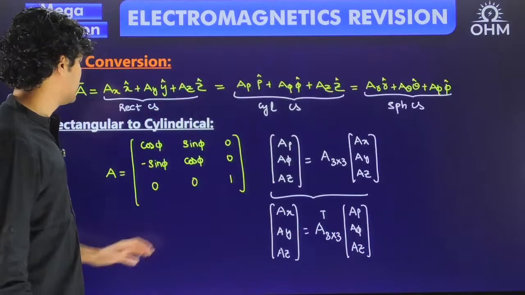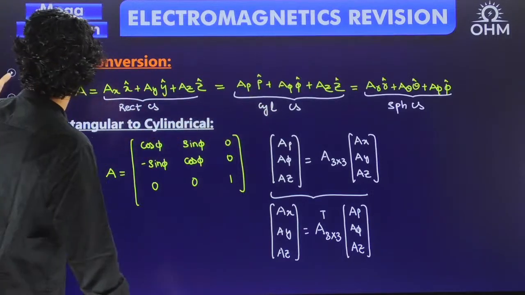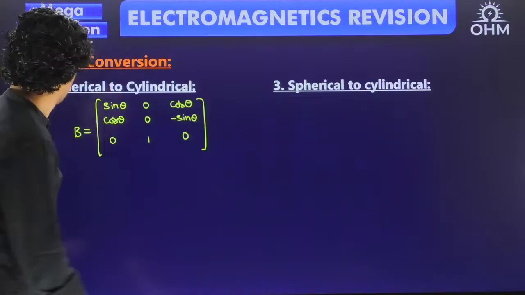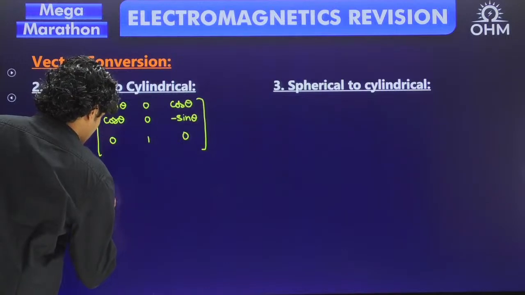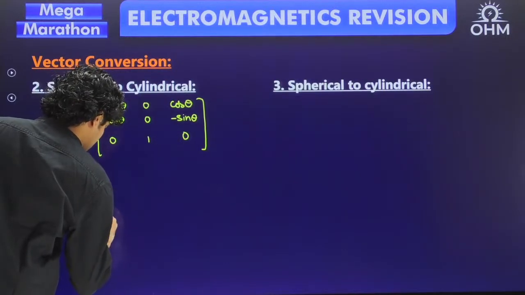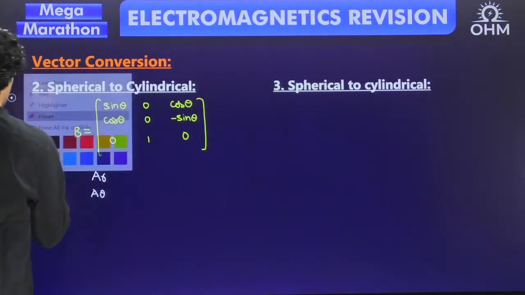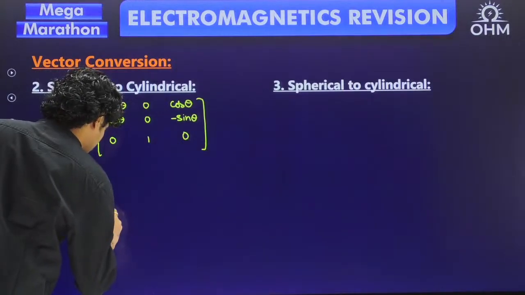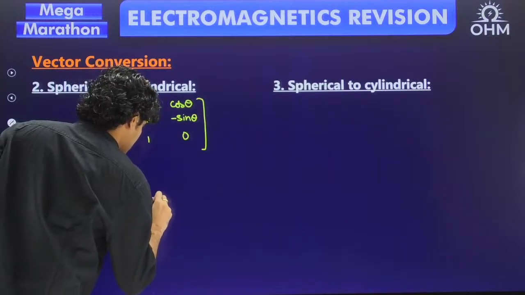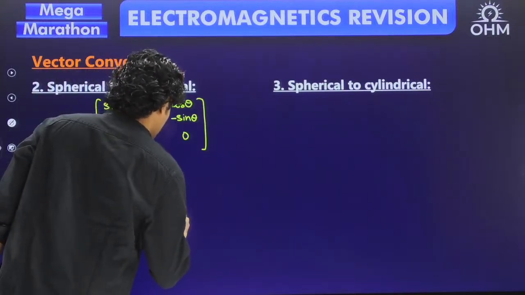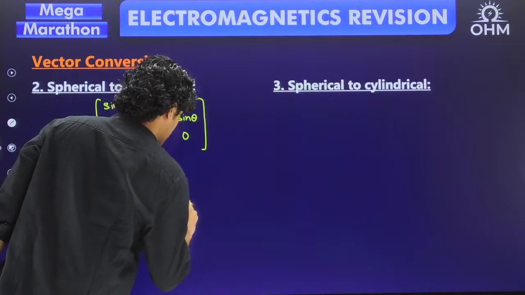This is another transformation matrix and it is written in terms of theta. The previous one was in terms of phi, obviously the parameter that you have in case of cylindrical, and the present one is in terms of theta. Now let's assume I want AR, A theta, A phi, the spherical components. Then I will simply multiply: this becomes equal to the 3 by 3 matrix B times the vector components in the cylindrical coordinate system, which are A rho, A phi and Az.